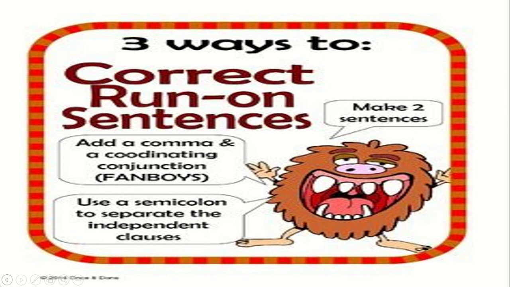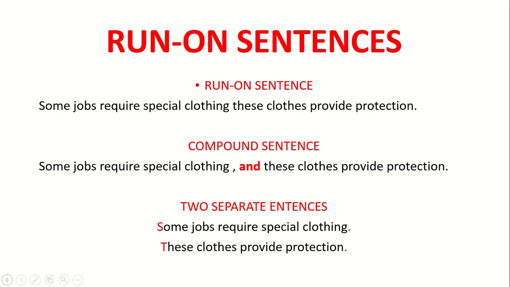Okay, here is an example. It says 3 ways to correct run-on sentences: add a comma and a conjunction, make 2 sentences, or use a semicolon to separate the independent clause. Run-on sentence. Here is an example of a run-on sentence. Some jobs require special clothing. These clothes provide protection. If you pay attention, it has 2 subjects, 2 predicates, 2 ideas.